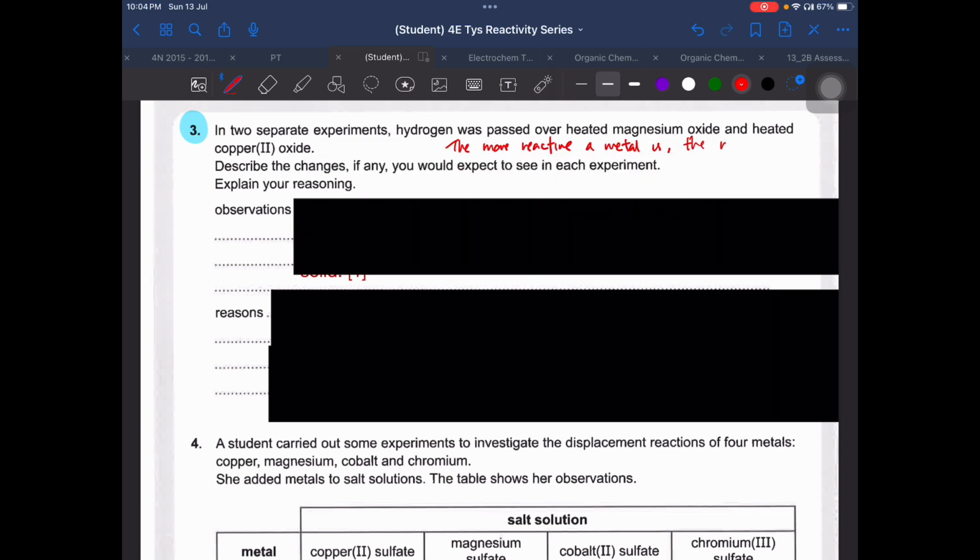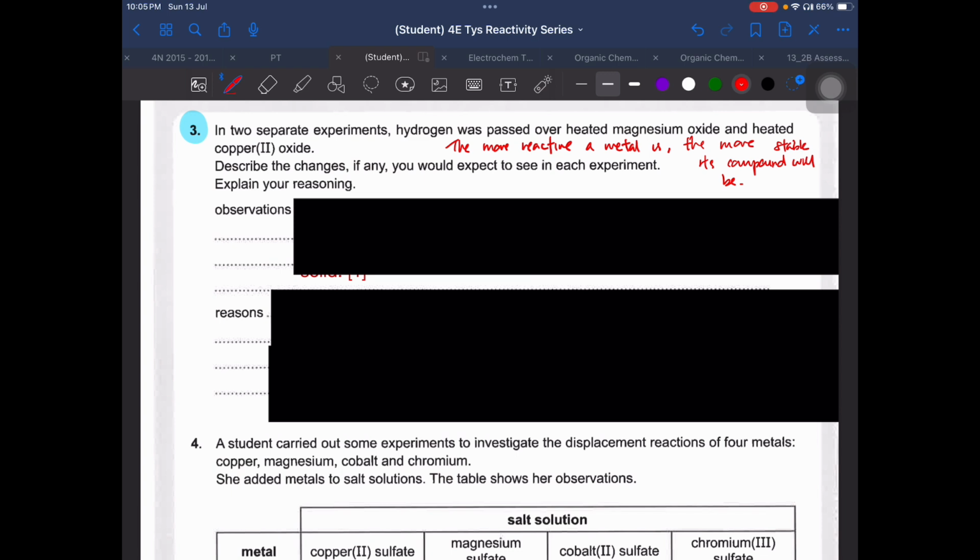Right? So in this case, we have magnesium in comparison to copper. So what we can gather from here is that magnesium, being a more reactive metal, will form a very stable compound of magnesium oxide. Copper, being a not so reactive metal, will actually form a not so stable compound called copper 2 oxide. And therefore, when the hydrogen is being passed through, the hydrogen can then react with it accordingly.